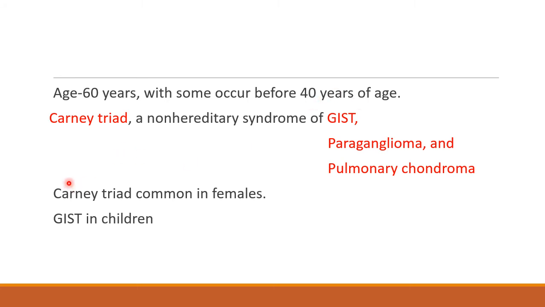Then Carney's triad, that is the triad of this GIST, paraganglioma, that is the tumor of neuroendocrine system, and pulmonary chondroma, that is the tumor of cartilage, benign tumor. So this triad is commonly seen in young females. Then GIST can occur in the children, less common, and some GIST that is seen in children are also associated with this Carney's triad.